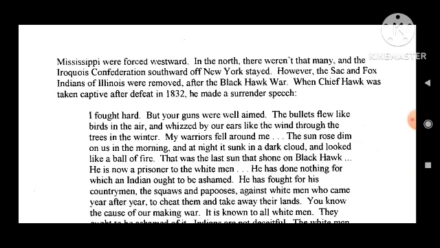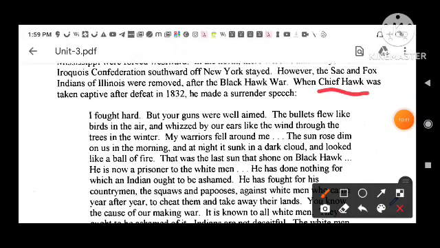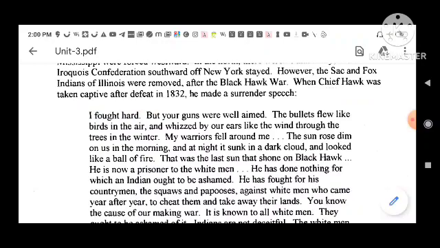He made a surrender speech. So here is the main key point you can note down. Chief Black Hawk was taken captive after defeat in 1832 and he made a surrender speech. So who made a surrender speech? You can write that it is Chief Black Hawk.